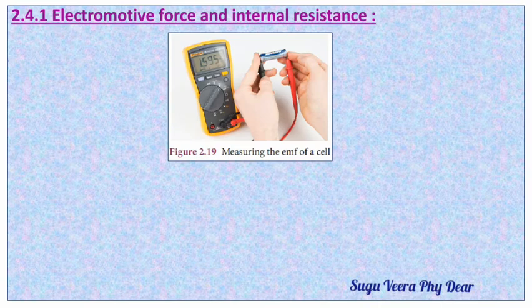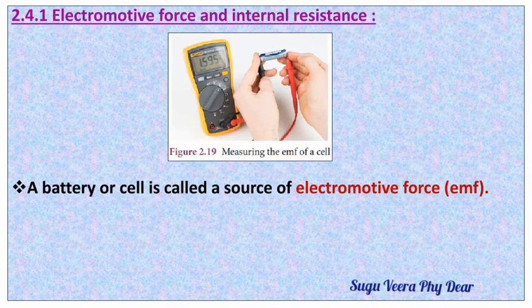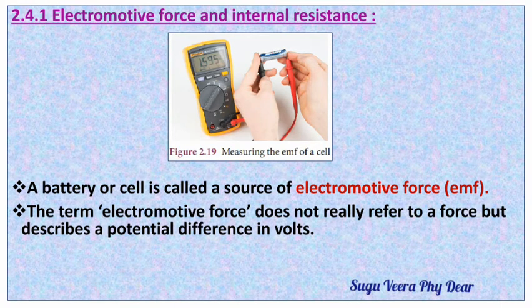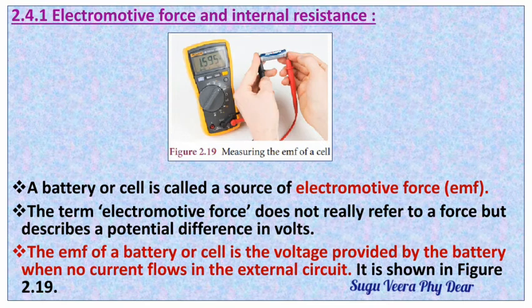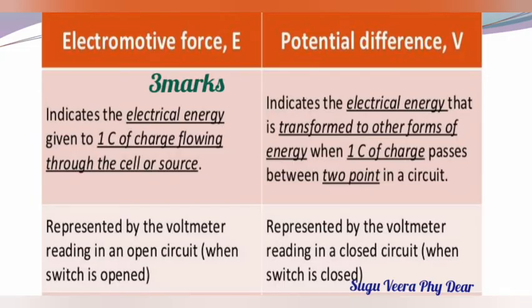A battery or cell is called a source of electromotive force. The term electromotive force does not really refer to a force but describes a potential difference, a voltage. The EMF of a battery or cell is the voltage provided by the battery when no current flows in the external circuit. Electromotive force or EMF is denoted by capital E. Potential difference is denoted by capital V.